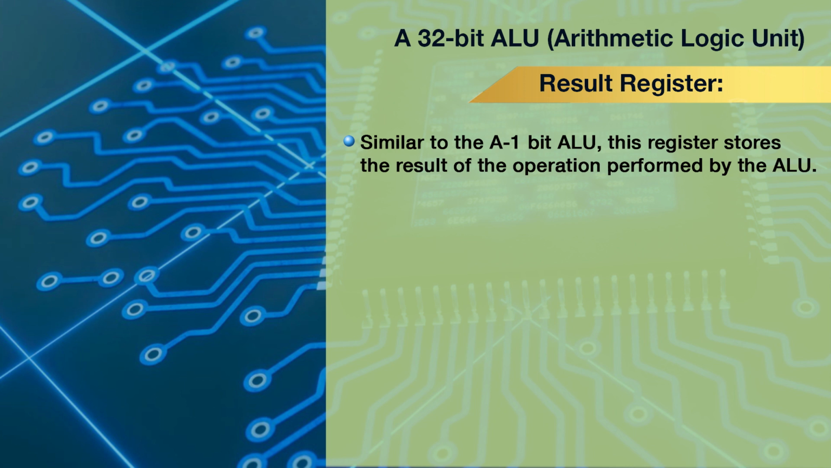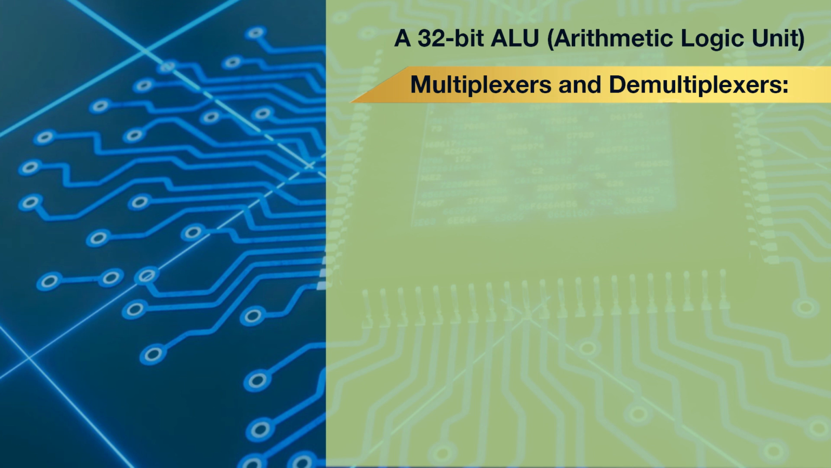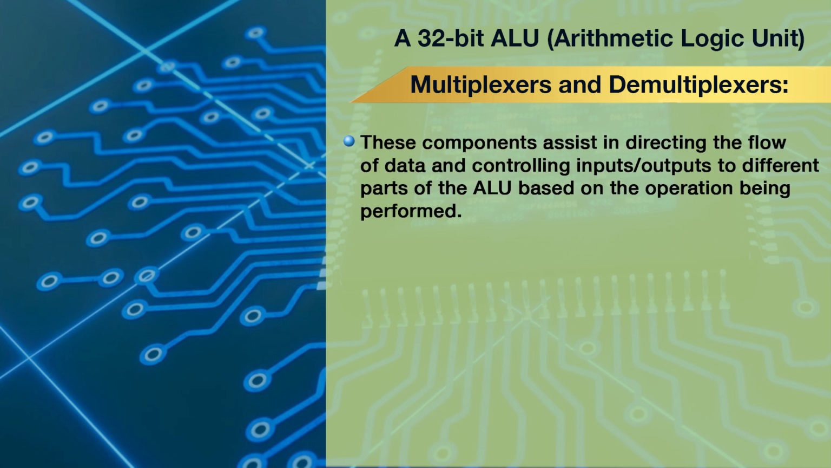Similar to the 1-bit ALU, this register stores the result of the operation performed by the ALU. It stores the 32-bit result along with a carry out or overflow bit generated during arithmetic operations. Multiplexer and demultiplexer. These components assist in directing the flow of data and controlling inputs and outputs to different parts of the ALU based on the operation being performed.